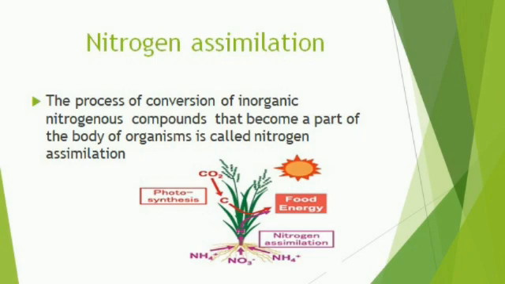This process of conversion of inorganic nitrogen compounds into organic compounds that become a part of living organisms is called nitrogen assimilation. Let me repeat. Process of conversion of inorganic nitrogen compounds. What are the inorganic nitrogen compounds here? Nitrates. Nitrates are available. These will be converted into organic compounds like proteins. We need proteins, so this will be converted into organic compounds like proteins. This process is known as nitrogen assimilation.